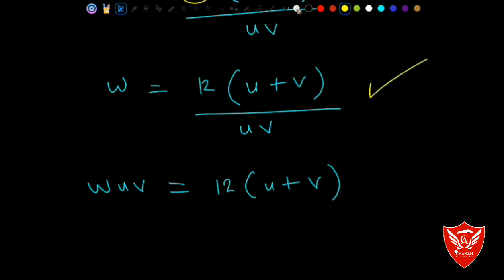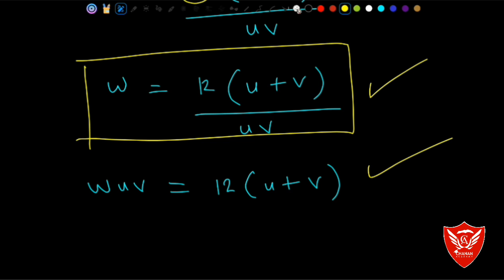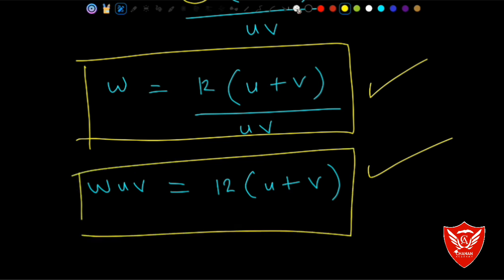So these are the relationship. So in this case, this is the relationship. But however, if you decide to simplify it, then you have this as the relationship. So whichever one of them is correct. So that's the relationship between W, U, and V.